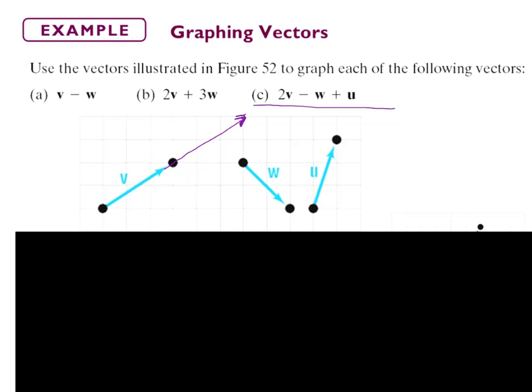Everything's off scale. Here, let me just move it down here. So let's say we start here. There's my v. Okay, this is my 2v. Now my w has got to go in the opposite direction because it's minus w. So I'm not going to be able to do it to scale. So let's say this is minus w. Again, I put it from the initial point to the terminal point. Okay? And then plus u, well, u is going straight up this way, right? So let's say that's u.